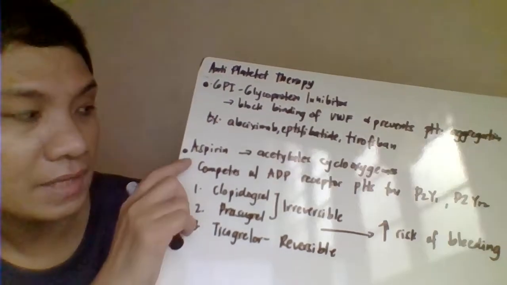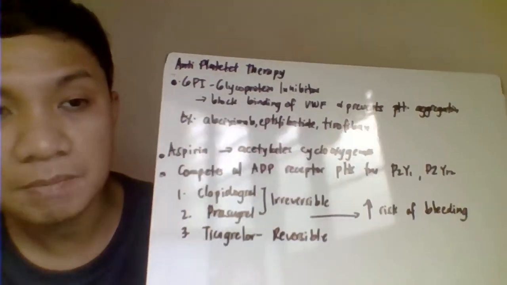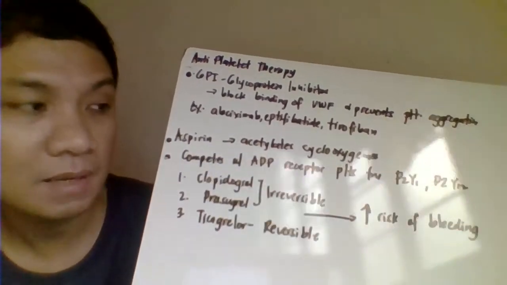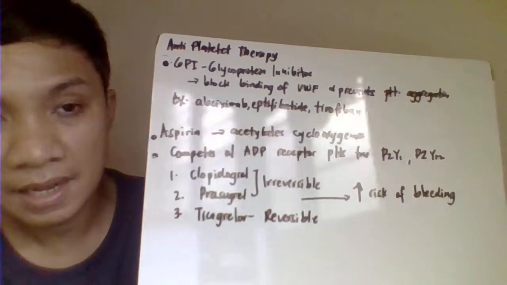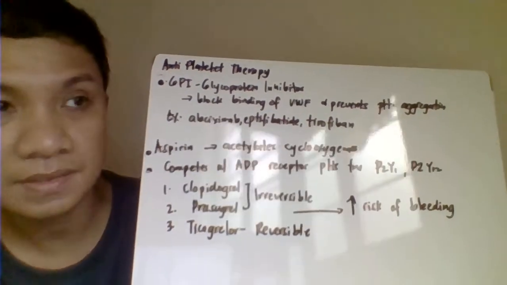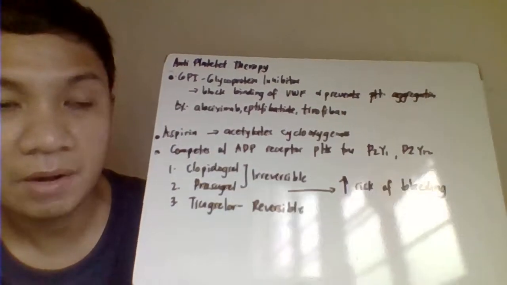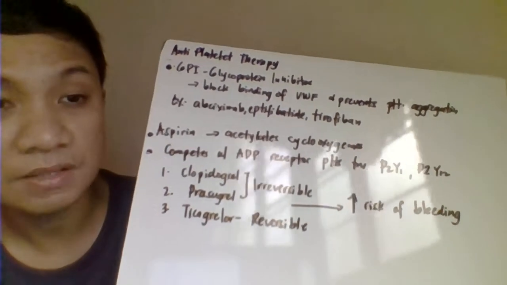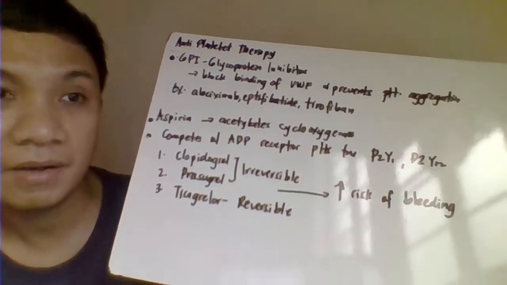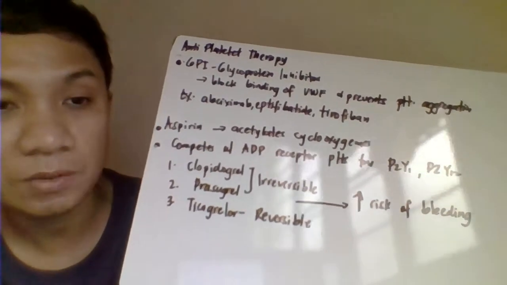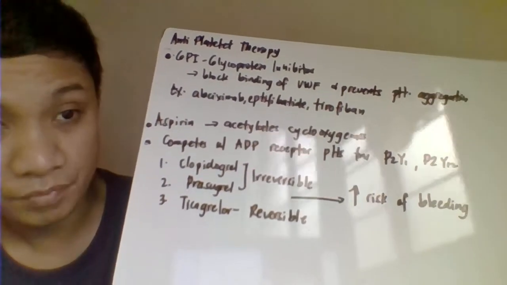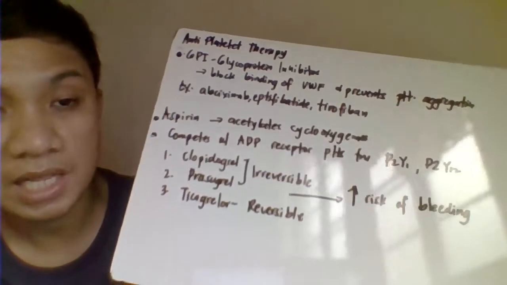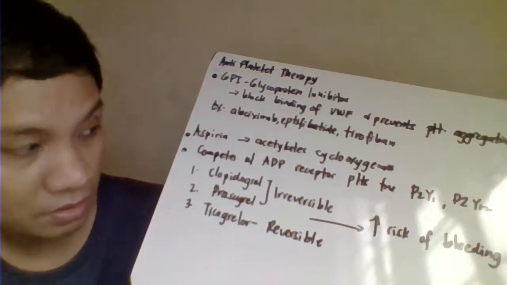Another one, we have your aspirin. So aspirin inhibits your platelet activation basically by inhibiting the enzyme cyclooxygenase. Again, cyclooxygenase is the enzyme involved in our eicosanoid pathway that converts your arachidonic acid to your prostaglandin. So if you have no cyclooxygenase, it will not be converted further to your prostaglandin, then thromboxane A2, and this will inhibit your platelet activation.